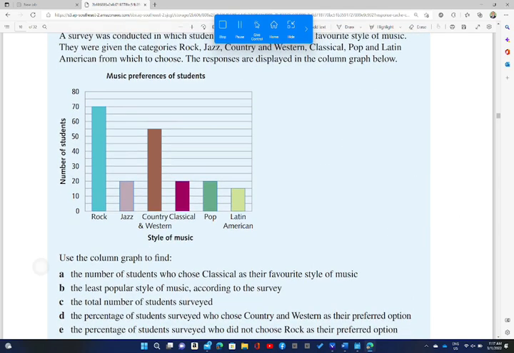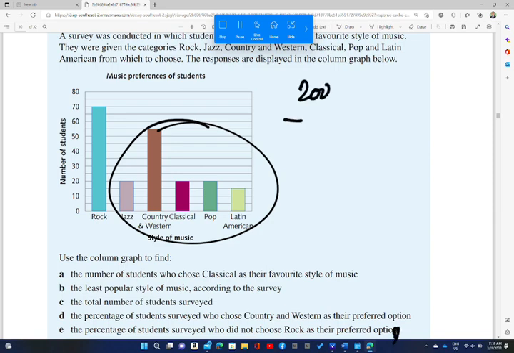Let's see what's next. The percentage of students who did not choose rock as their preferred option. So if they did not choose rock, how would I get the number of those? What could I do? I could add up all the others, but is there an easier way? So two things you could do. You could take all of the ones that aren't rock and add them together. But if you know there are 200 students, you can simply subtract out the 70 that like rock and get the 130 that way. It literally makes no difference.